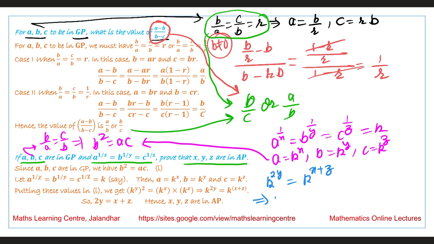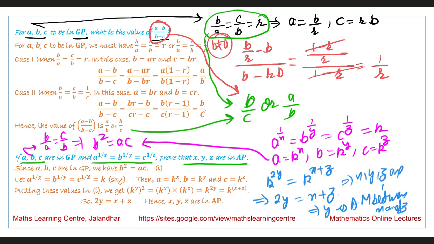So this implies that 2Y is equal to X plus Z. So this implies that Y is the arithmetic mean between X and Z. So this implies that X, Y, Z are in AP.